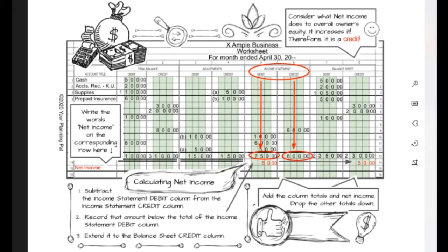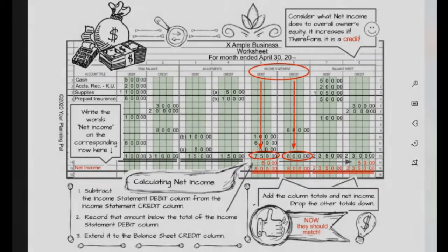Now you add again. So you take that 750 plus 50 and you get 800. You drop that 800 down. Now they should match. 800 debit, 800 credit in our income statement column. That's good news. Same thing for the balance sheet columns. You take the debit and you drop it down, and it's 2,350. And then you take the credit and you add those up and you drop it down. So 2,300 plus 50 is 2,350. And again, the debit and credit do now match in the balance sheet section. So you put those double lines to verify that they have been checked and they do in fact match.